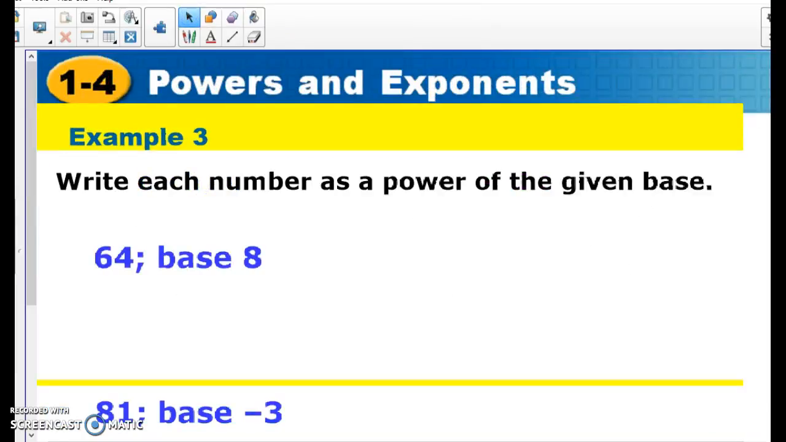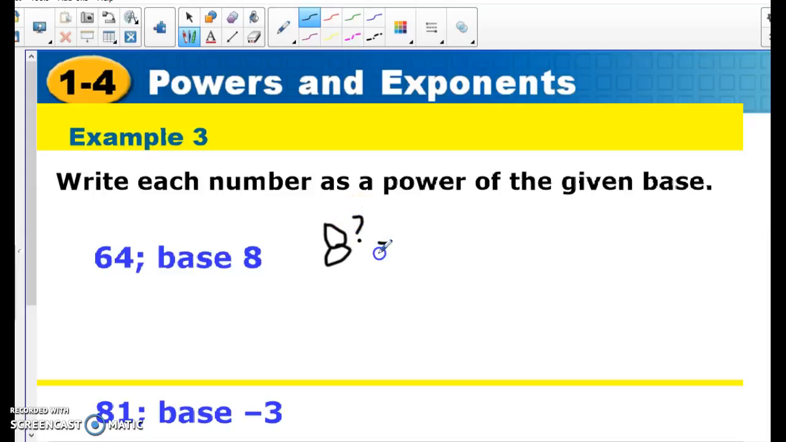Okay, when I have a problem like this, it wants me to write it, so it's kind of giving me the answer and I need to figure out the problem. So I know that my base is 8, and I don't know what my power is, so I'm going to put a question mark there. And I know my answer is 64. So for these problems, I need to figure out what power am I going to have.